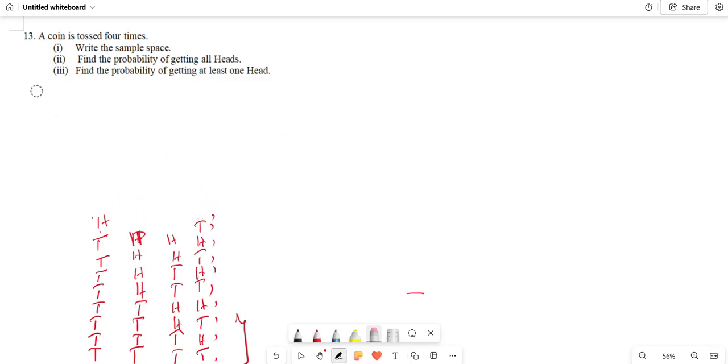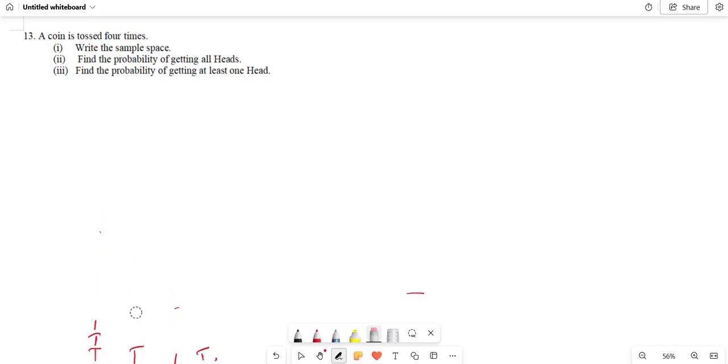Then we'll think about the second part of that question. The second part is asking to find the probability of getting all heads. All heads means, if you have drawn the sample space, you can easily see how many ways of getting all heads. But we know that getting all heads means all the heads, and it is only one, right? So it is just 1 divided by 16.